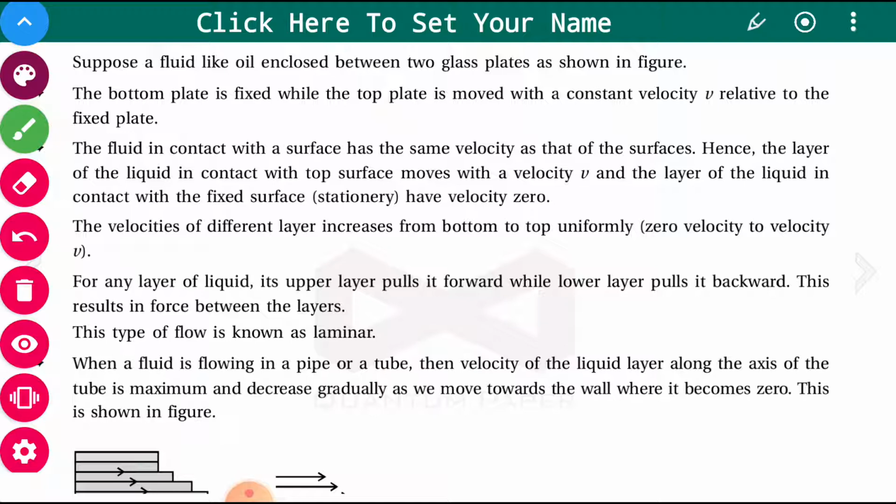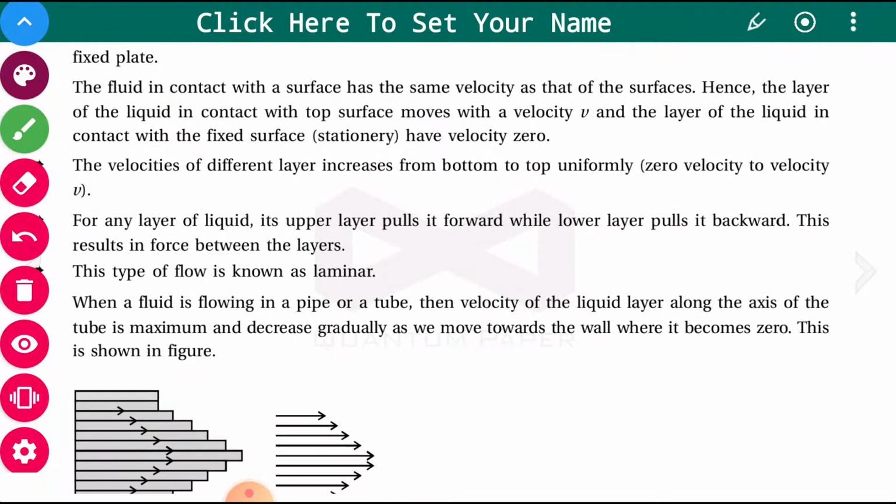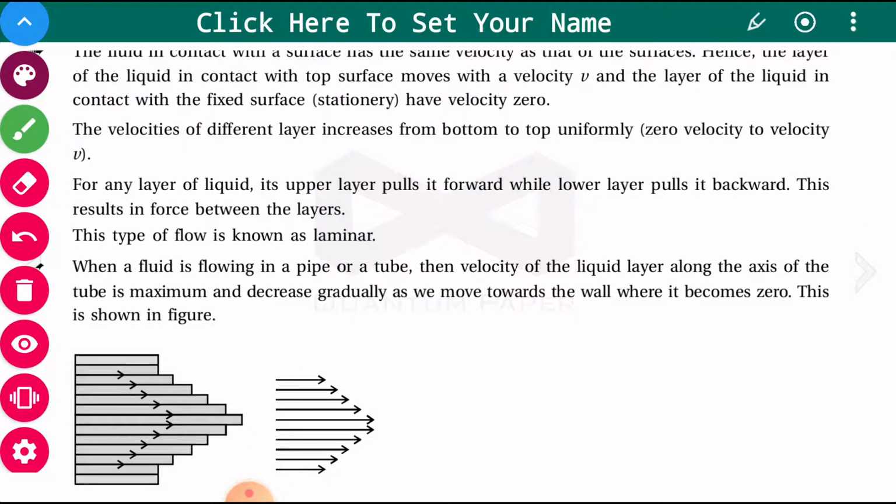The velocity difference is v, because the lower layer has zero velocity and the upper layer has velocity v, so the velocity difference is v. The velocities of different layers increase from bottom to top uniformly.